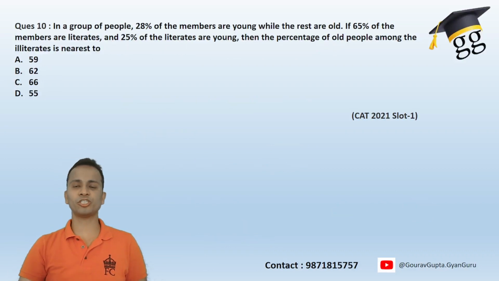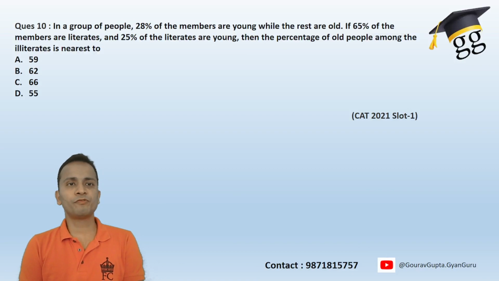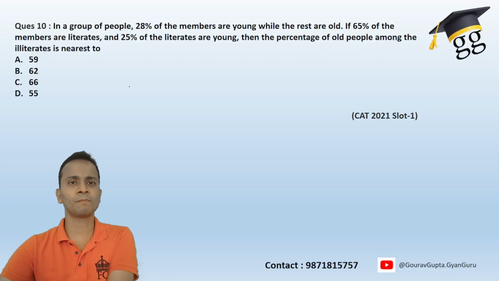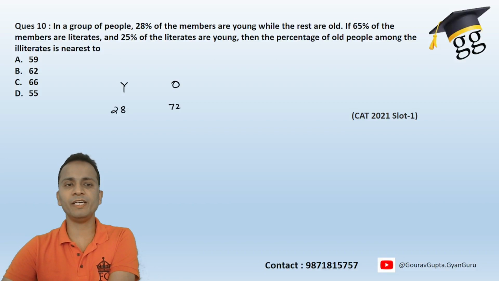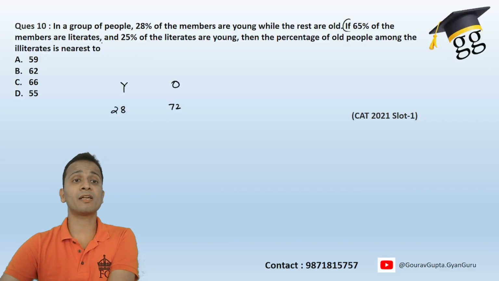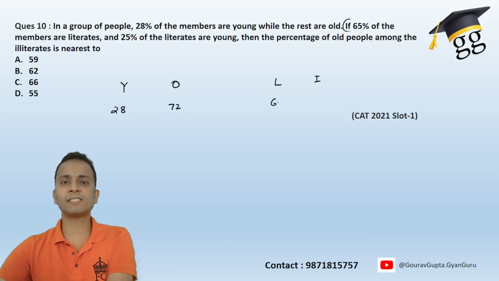Let's move on. 10th question, CAT 2021 slot number 1. In a group of people, 28% of the members are young while the rest are old. So total 100 people assume कर लेते हैं. So young and old, this is first bifurcation. So 28 members are young and 72 will be old. If 65% of the members are literates, so now we have literates and illiterates as well. So literates are 65 and illiterates will be 35.